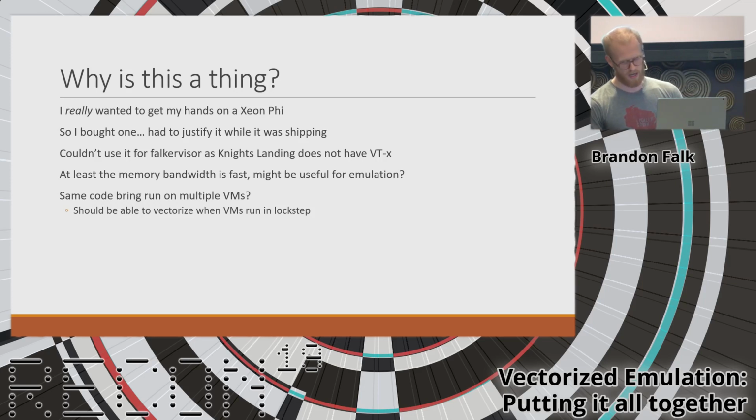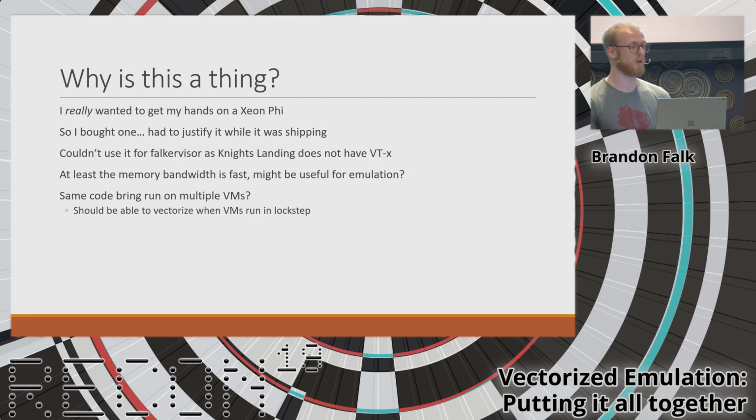So I bought one, and then I felt really guilty about spending, I think it was like $4,000 for this. And I was like, well, I've got to make use of this. The first thought is always just to port Falkvisor to it, because that was my bread and butter for a few years. But Knight's Landing, this Xeon Phi microarchitecture, doesn't support VT-x. Now, some of the Xeon Phis do support it, but not at the time. And so I ended up not being able to use Falkvisor on this at all.